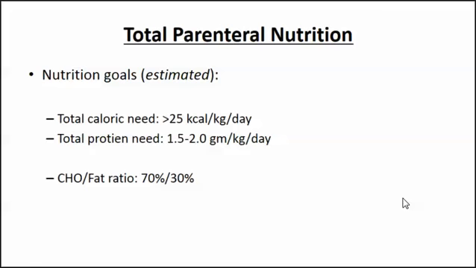The total protein need is somewhere around 1.5 to 2 grams per kilogram per day. There are conditions where the protein need significantly increases, specifically burns, major trauma, highly inflamed sources, and acute kidney injury.